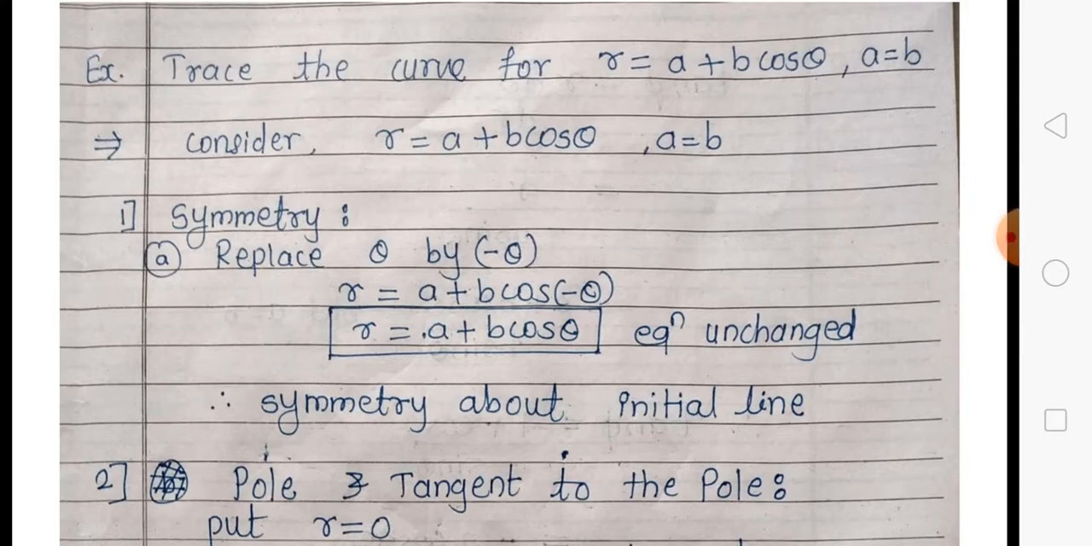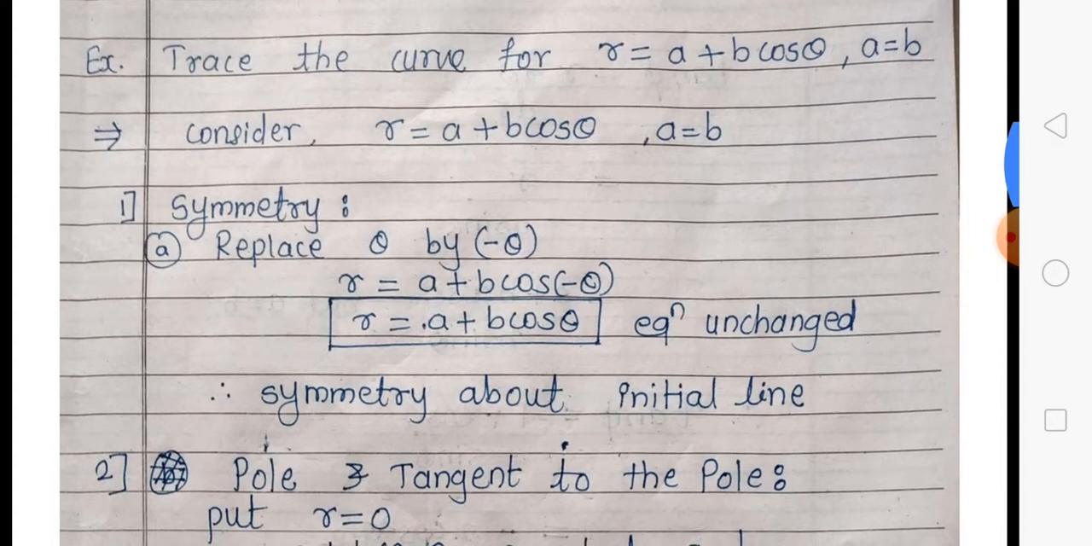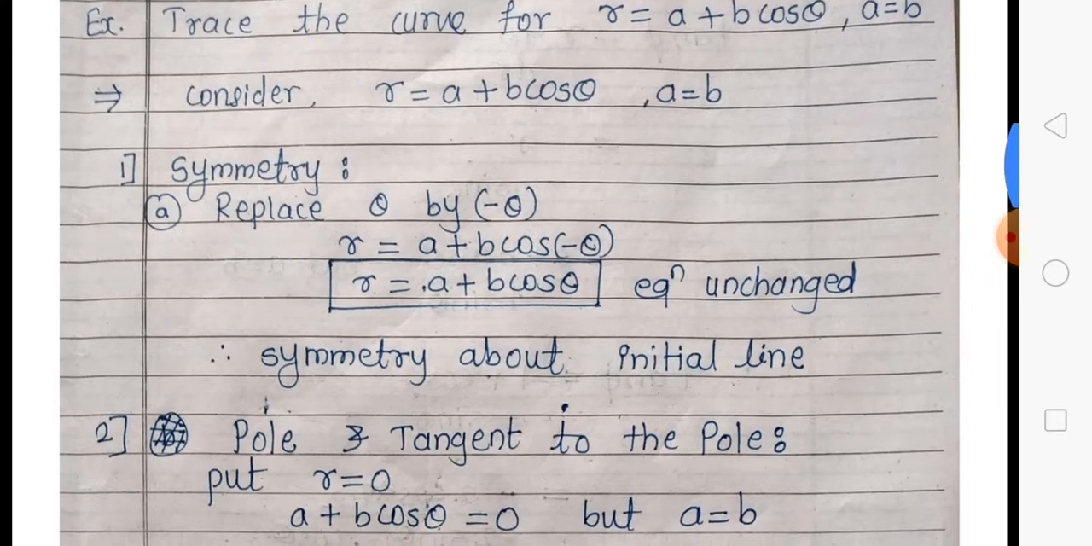Today we will learn examples of polar curves. In last lecture we saw the rules to trace the polar curves. Now we see the example of how to trace the polar curve. Trace the curve for r is equal to a plus b cos theta where a is equal to b. Consider the given equation r is equal to a plus b cos theta where a equal to b.